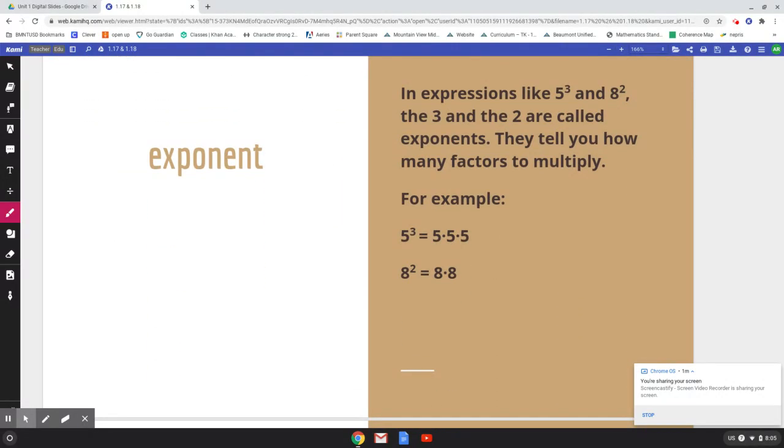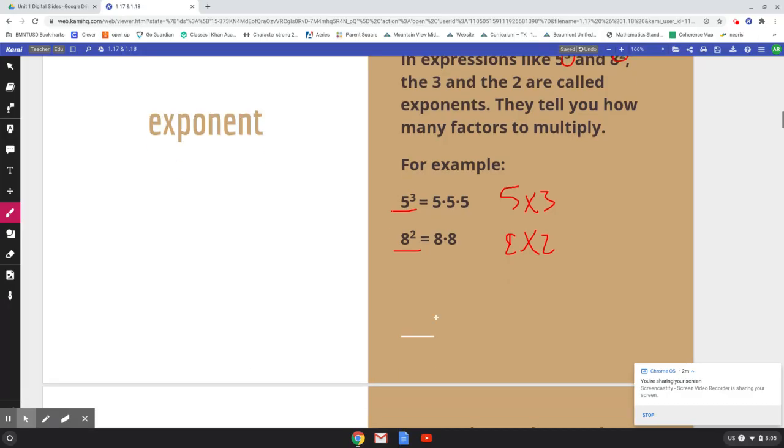The exponent is the little number that you're seeing on top. So in expressions like 5 to the third and 8 to the 2, the 3 and 2 are called exponents. They tell you how many factors to multiply. So for example, 5 cubed, or 5 to the third, just means 5 times 5 times 5. And same here, 8 squared, or 8 to the second power, just means 8 times 8. The most common error is that kids will do 5 times 3 and 8 times 2. And that is not what that means. So don't get those confused.